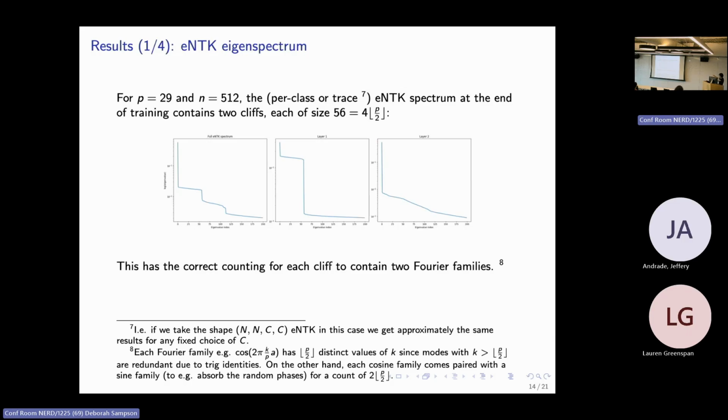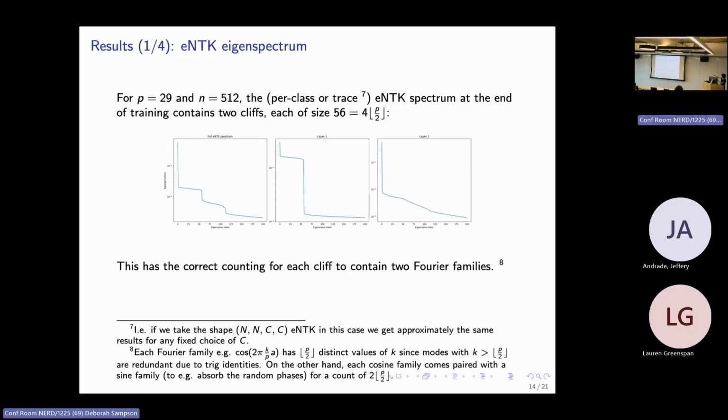The middle and right plots are kind of an aside. They show the spectrum we get when we compute a layer-wise NTK, where we sum only over the components of the Jacobian with respect to the weights in one layer instead of all of them. And by doing that, we can see that some of this structure localizes to a particular layer, which could be interesting for other applications in the future. But for now, let's focus on the left-hand plot.